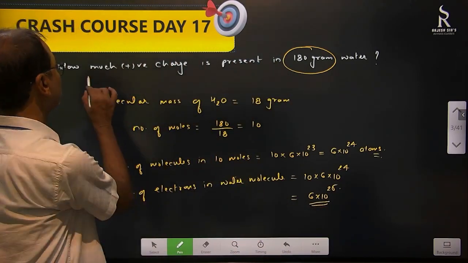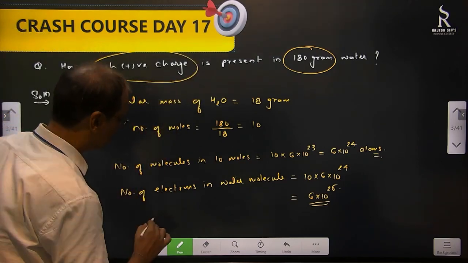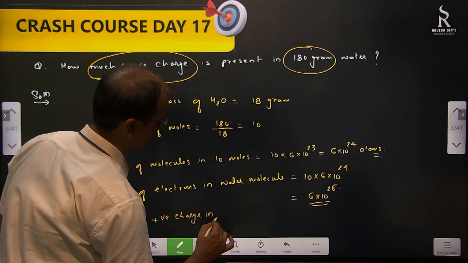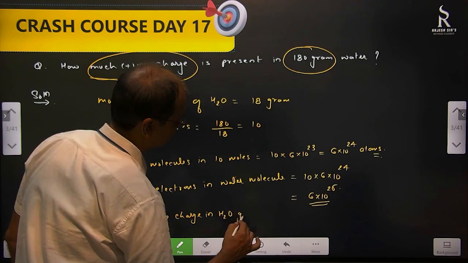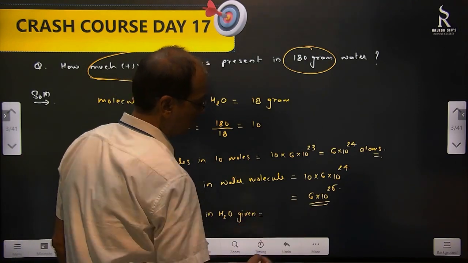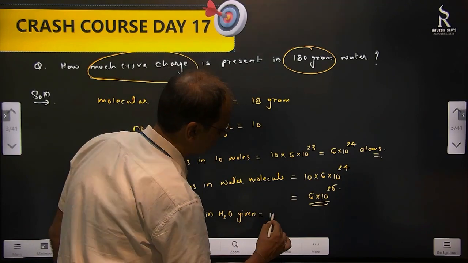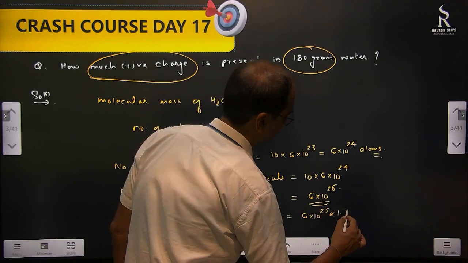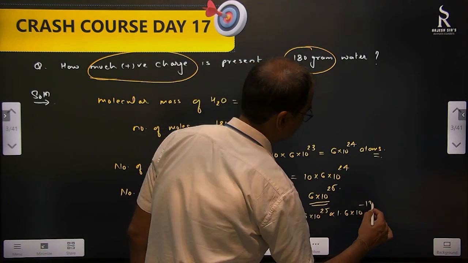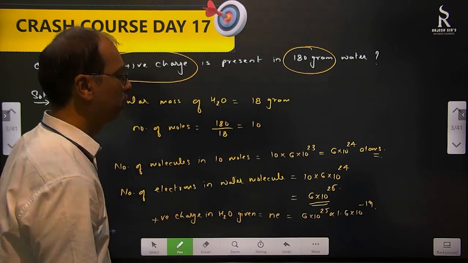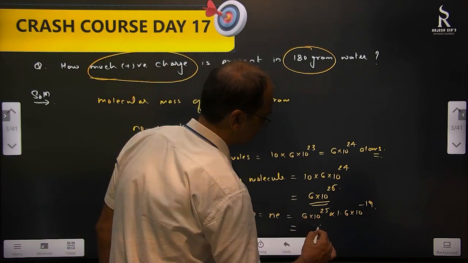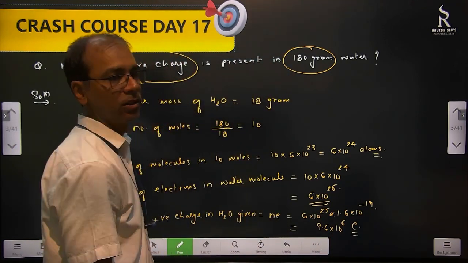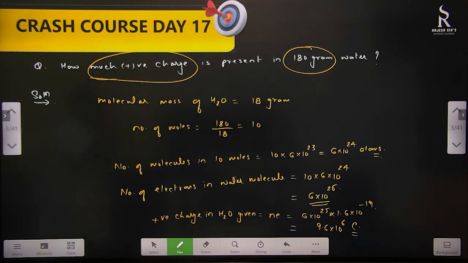But what the question is asking is how much positive charge. So the positive charge in H2O is Q equal to Ne. So 6 into 10 to the power 25 into 1.6 into 10 to the power minus 19, which is the charge on an electron. 1.6 into 6 is 9.6, so 9.6 into 10 to the power 6 coulomb. Huge charge is there.